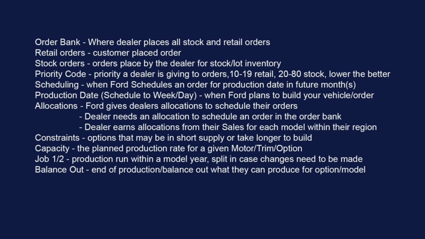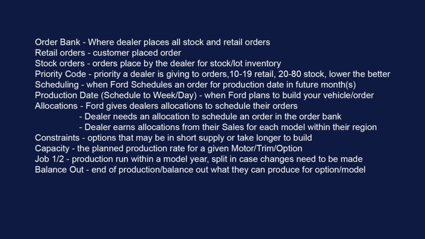Allocation is how Ford gives dealers allocations to schedule their orders. A dealer earns an allocation based on what they sell in the prior month, or what they sell in the last year, year to date, or the revolving last 12 months, calculated on the 20th of each month. Dealers earn those allocations by how they rank within the region as well. There has to be an allocation for your order to be selected. For this week, we do not have any Maverick allocations, so none will get scheduled.